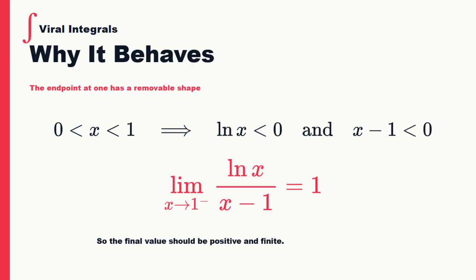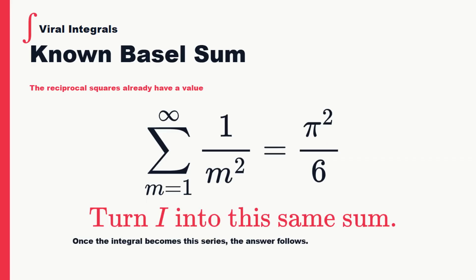Before doing any algebra, let's just check that the integral is reasonable. Between 0 and 1, both natural log x and x minus 1 are negative, and near 1, their ratio approaches 1 instead of blowing up, so we're good. In a previous video, we derived the Basel result, which gives the value of the reciprocal square series. So the plan is not to reprove the Basel result here. The plan is to turn this integral into that exact series.